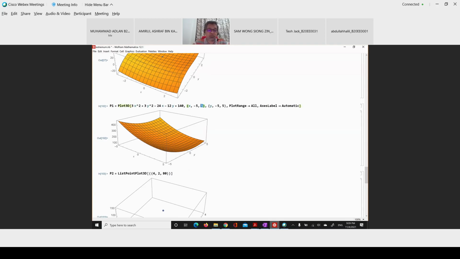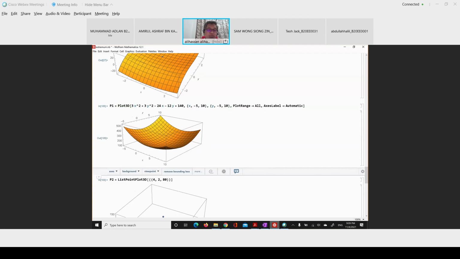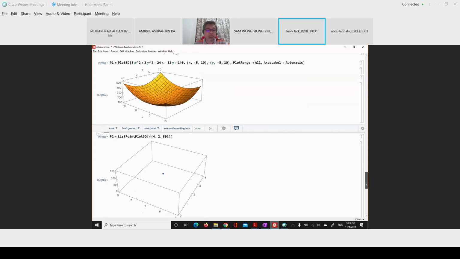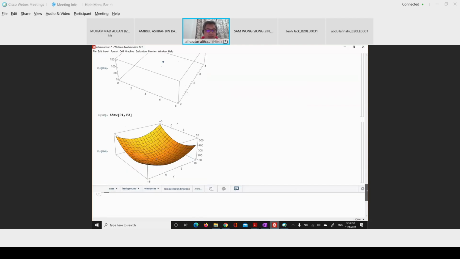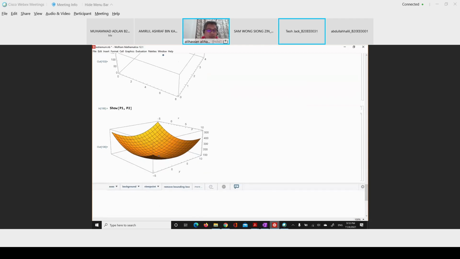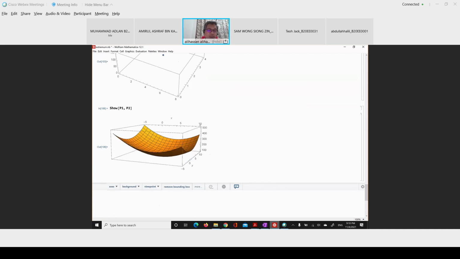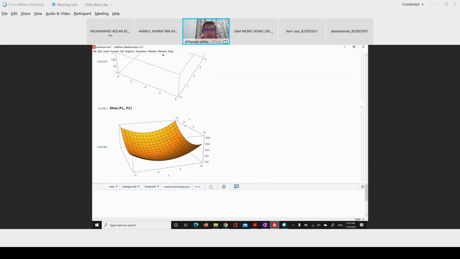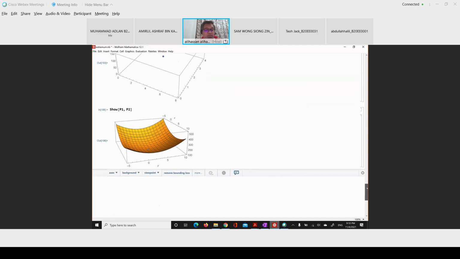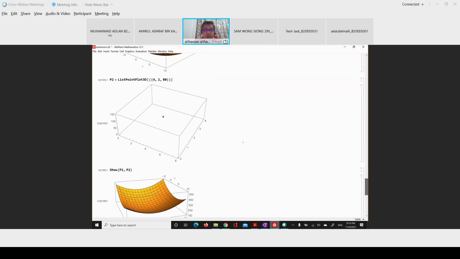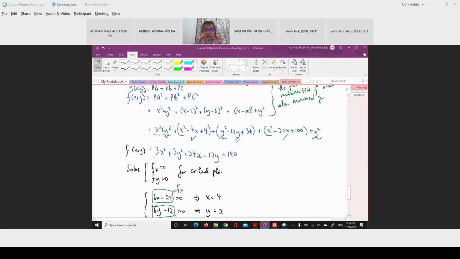If I extend this to 10, what happened? Yeah, you see it is a paraboloid, right? We can see more. No wonder it gives only one minimum point. There's no other minimum point, just one minimum point here. Okay, any more questions?